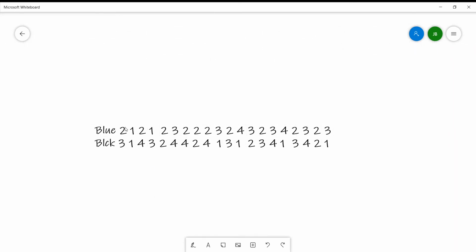I rolled it 20 times. I got a 2, then a 1, then a 2, then a 1, then a 2, then a 3, then a 2, then a 2, then a 2, then a 3, then a 2, then a 4. Woo, first 4. Then a 3, then a 2, then a 3, then a 4, then a 2, then a 3, then a 2, then a 3.